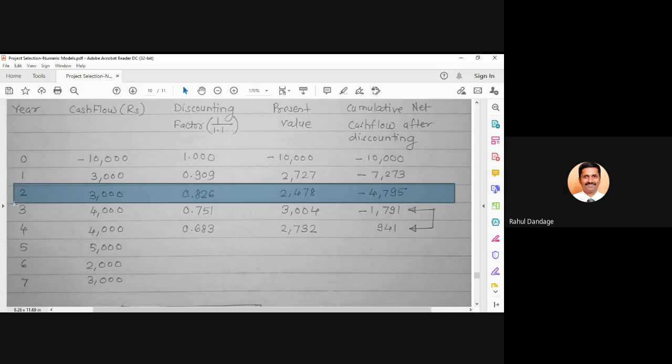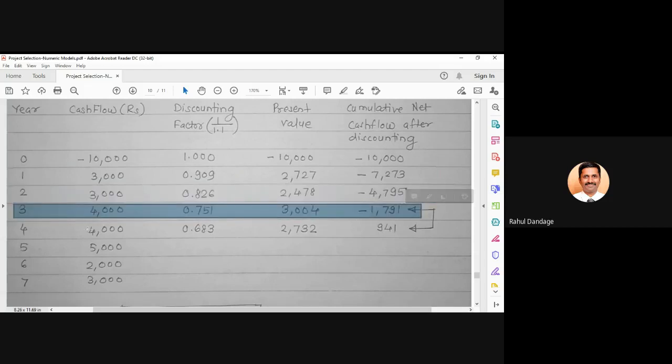Then going to the next period, period number 3. Again 4000 as it is given. The discounting factor is 0.826 divided by 1.1, so 0.751. 0.751 multiplied by 4000 is 3004, and this 3004 plus the previous value, that is minus 4795, will give us minus 1791.